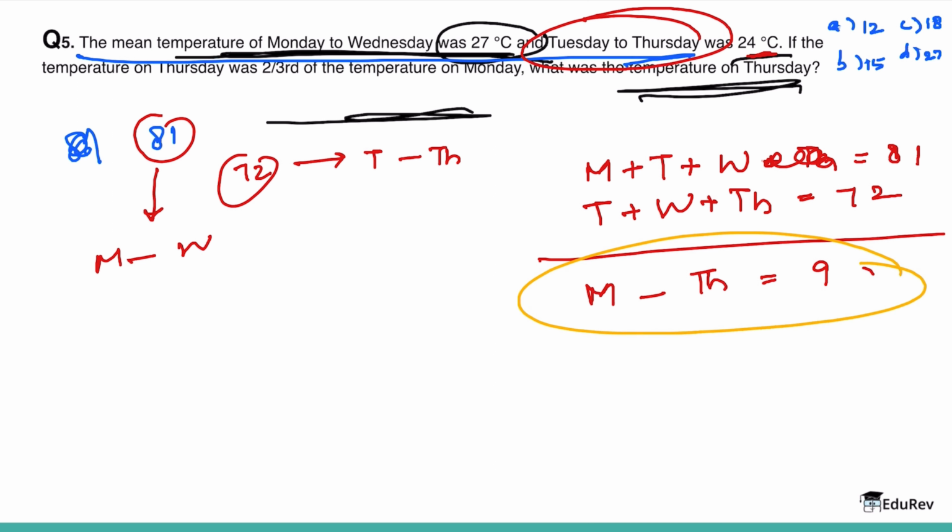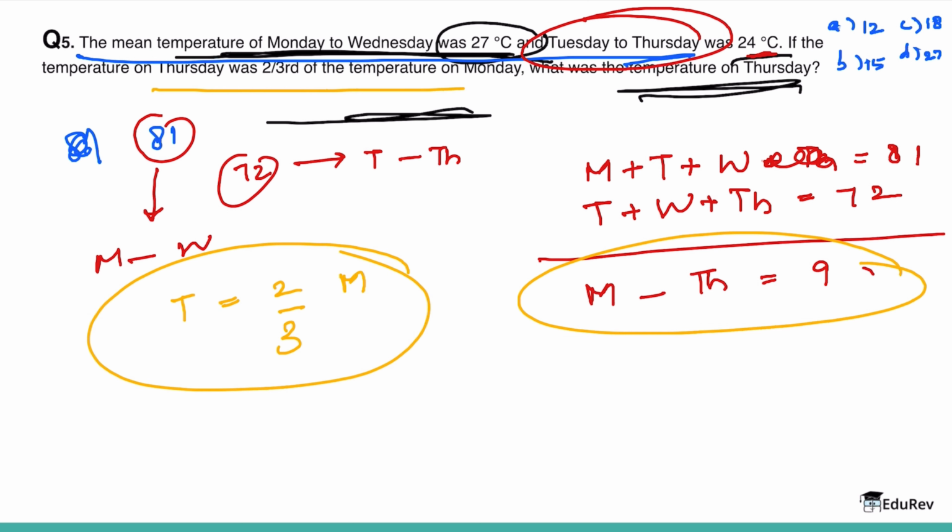Now, we have two unknown variables in this equation. And to solve two unknown variables, how many equations do we need? Obviously, we require 2 equations. Now, looking back at the problem, can I say that Thursday is nothing but 2/3 of Monday? Exactly, I can very well say that. Now, solving these two equations, equation number 1 and equation number 2, I will get the temperature for Thursday as 18 degrees Celsius.